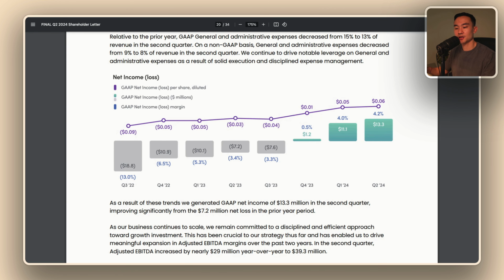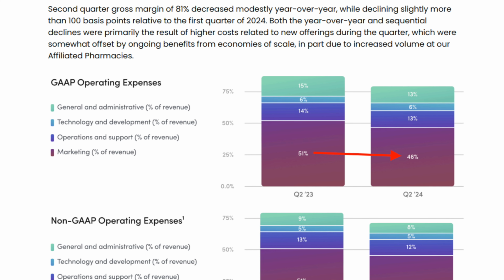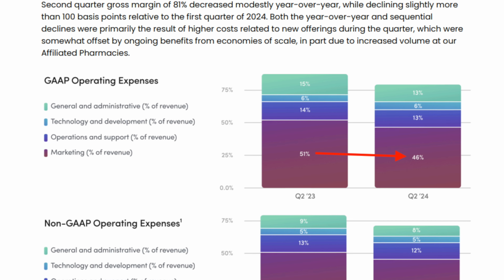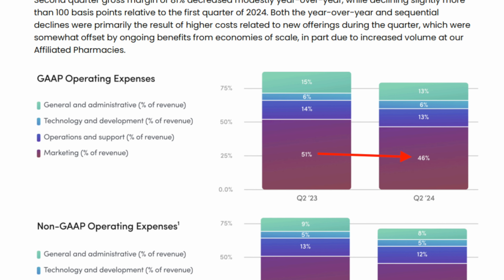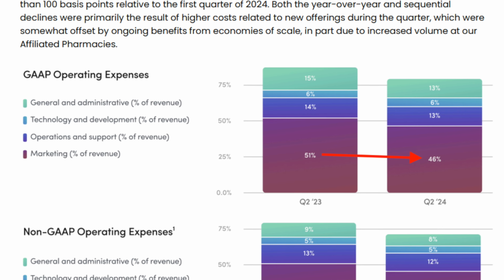More importantly, HIMS continues to gain operating leverage with net income and adjusted EBITDA margins improving 7 percentage points year over year, and this was mainly due to marketing leverage, with marketing expenses as a percentage of revenue declining 5 percentage points year over year from 56% to 46% in Q2.